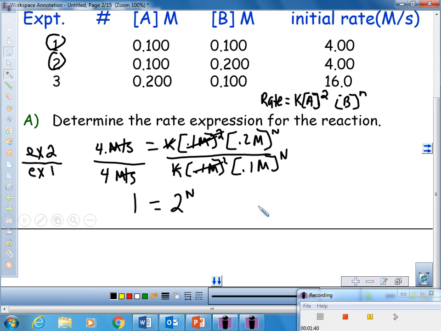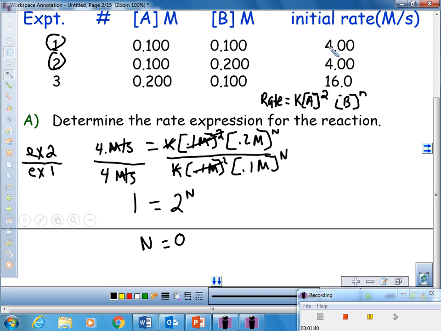Now you should have learned in your math class, anytime something is raised to a power and it equals 1, that power is 0. We call this a zero order. Zero order means it has no effect on the experiment whatsoever. And we saw that: doubling that B did not change the rate. So I could have put 100 times more of B in there, and that rate is still going to be 4 molarities per second.